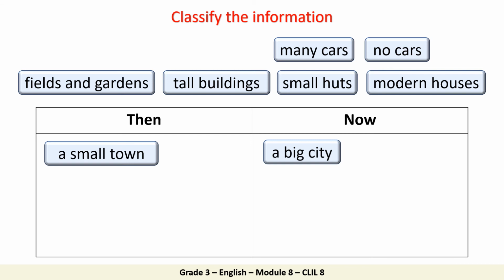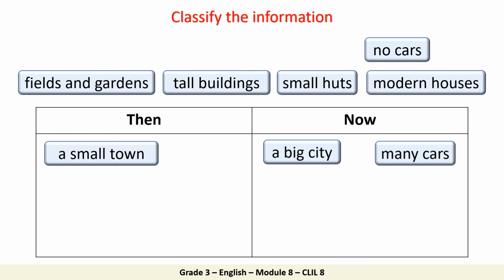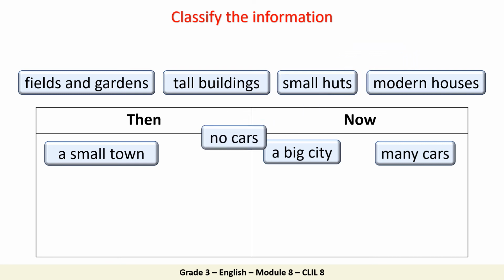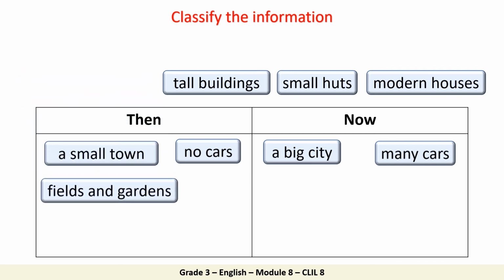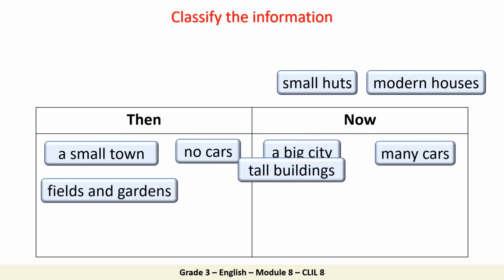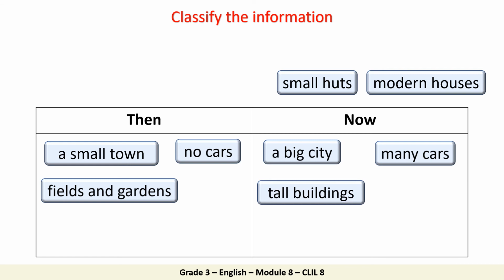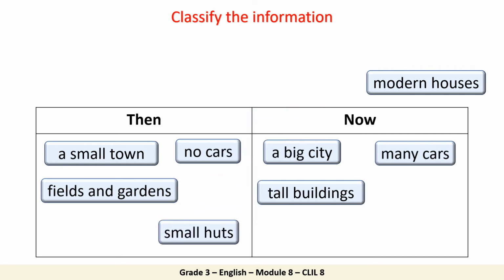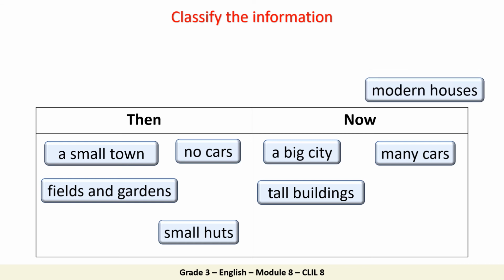And how about many cars? Great. Now. And no cars? Good thinking. Then. And how about fields and gardens? Fabulous. Then. And tall buildings? Fantastic. Now. And how about small huts? Magnificent. Then. And for the last one, modern houses. Awesome. Now.